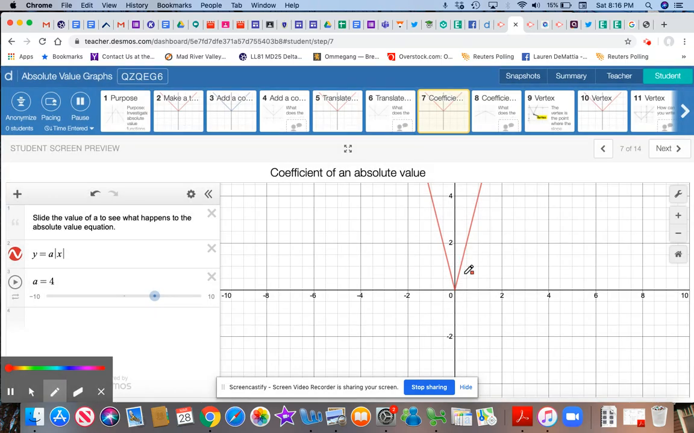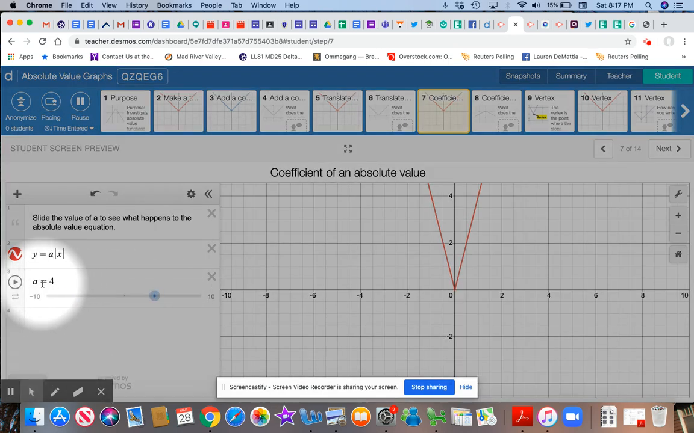So I'm going to do a pen, and that's a rise of 4 over 1 to the right, and then also a rise of 4 and 1 to the left. Let's erase that. So you can see, when a equals 4, it goes up like that. It gets pointier, and it gets thinner, right?